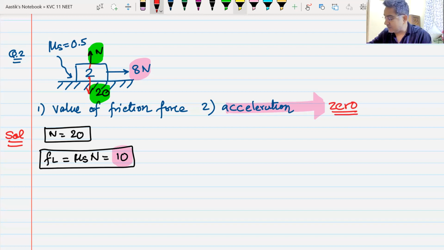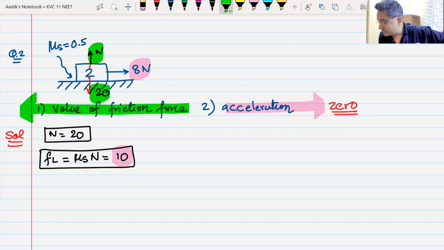Now the next question is, what is the value of the frictional force? Can you quickly tell me what is the value of frictional force? What is the value of frictional force, beta? 20, sir. The value of friction force is 8 newtons.